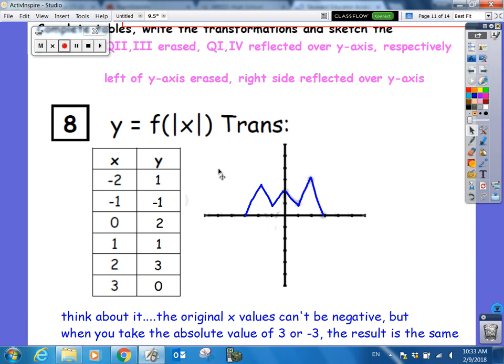And again, we could move this left and right, up and down. All of that could happen as well. Reflect it, could have a negative out in front, and then that picture gets reflected over the x-axis. Okay, all of those things could happen as well.